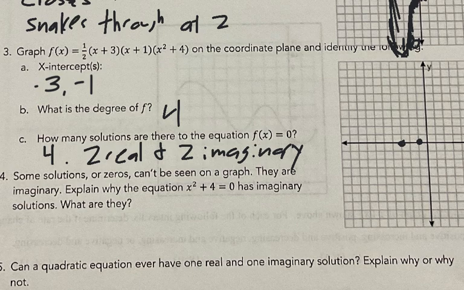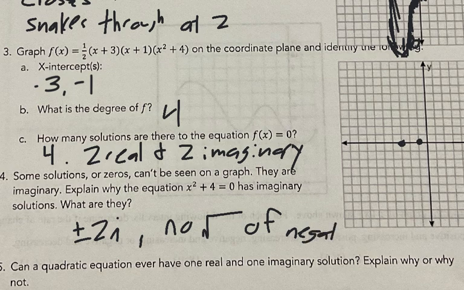Then it tells us some solutions or zeros can't be seen on a graph. They are imaginary. Explain why the equation x squared plus 4 has imaginary solutions, and what are they? So plus or minus 2i, and why? You can't take the square root of a negative number. That's why.